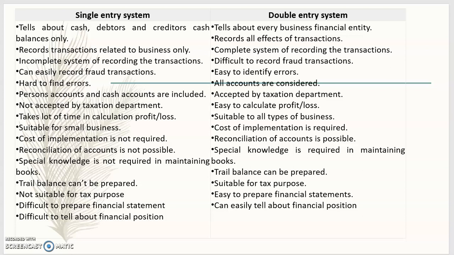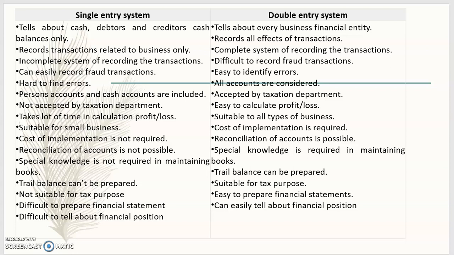The incomplete system of recording transactions can easily record fraudulent transactions and makes errors hard to find. In the double entry system, it is a complete system of recording transactions, easy to find out errors and easy to identify fraudulent transactions. In the single entry system, only personal accounts and cash accounts are recorded. Under the double entry system, all accounts are considered and recorded.